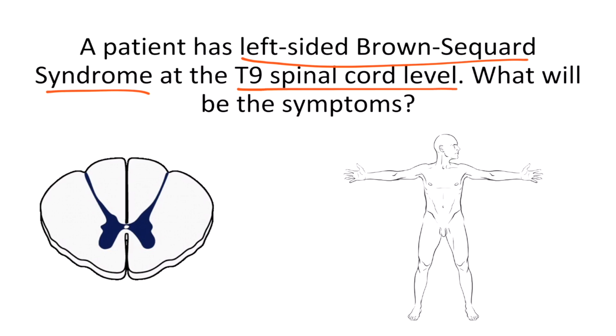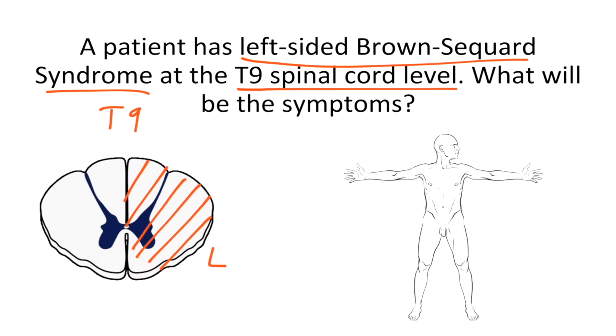Okay, so here we have a cross-section of the T9 spinal cord, and this portion would be totally damaged. And that's what Brown-Séquard syndrome is, a complete hemisection of one side of the spinal cord. And so this is the patient's left, hence left-sided Brown-Séquard syndrome. So let's think of all 3 tracts one by one.